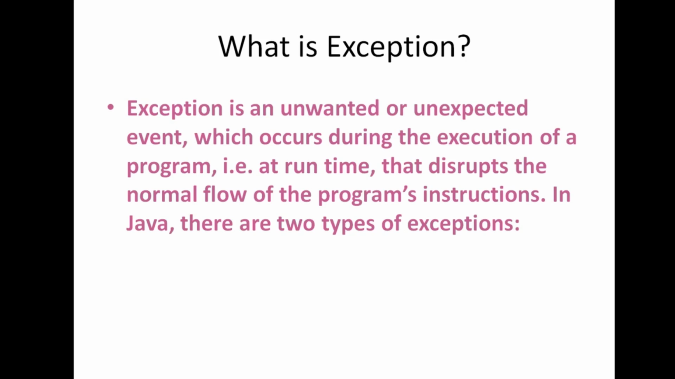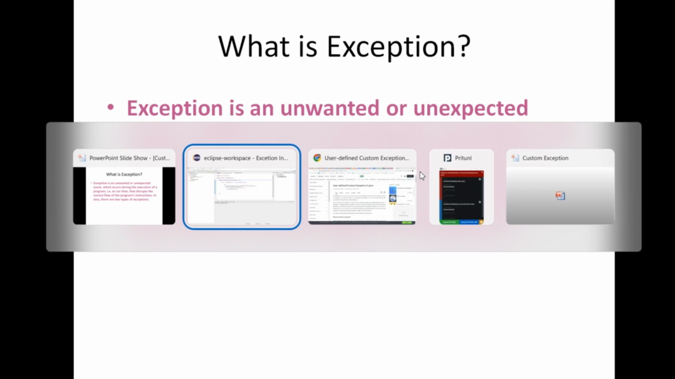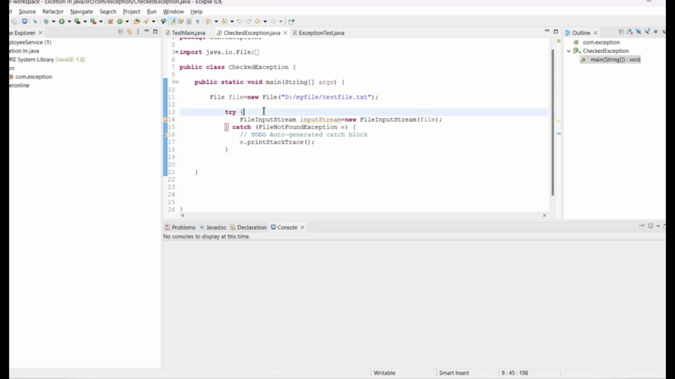In Java, there are two types of exceptions, that is checked or unchecked exception. We already covered that in the last video, what is a checked exception and unchecked exception. You can check out my video. In this video, we will talk only about custom exceptions. So let's see how we can create a custom exception.